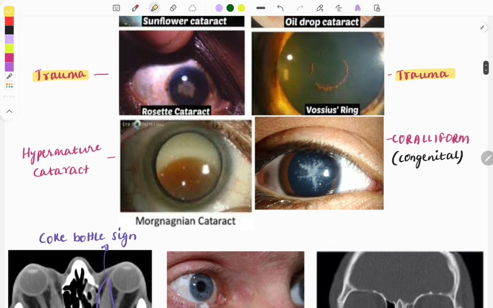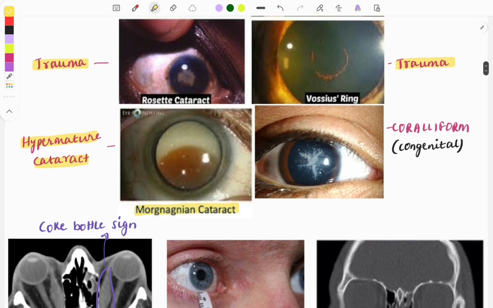The next cataract, it is the Morgagnian cataract, and this is seen in the hypermature cataract. So they are the phases of the cataract, and in the hypermature phase, you can see this finding, which is called a Morgagnian cataract. Then moving on to the next image, that is the coralliform cataract. As you can see here, a coral-like thing in the cataract. Okay, so this cataract is congenital.